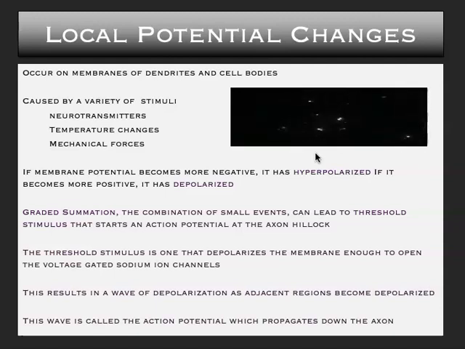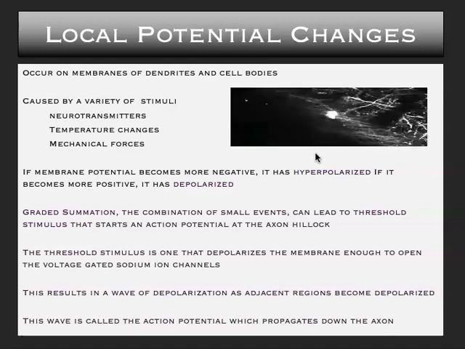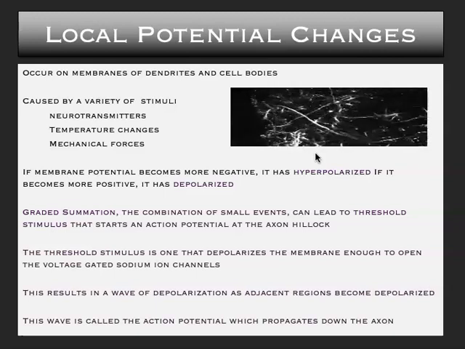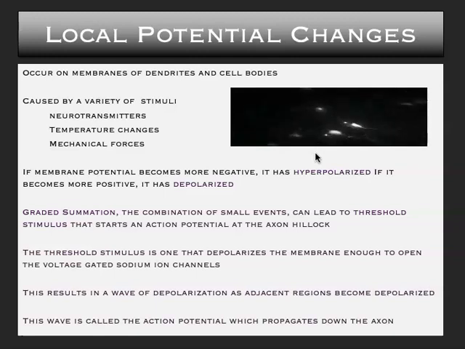I can also have temperature changes that cause local potential changes. Even mechanical forces, right? If you press on your finger right now, you'll actually compress pacinian corpuscles, which are nerve tissue, and that'll open up some sodium ion gates, and you'll feel that because it'll create a wave of depolarization that'll travel right up to your sensory cortex. All right. So if the membrane potential becomes more negative, we say it's become hyperpolarized, and we'll see hyperpolarization later. But if it becomes more positive, it's depolarizing.